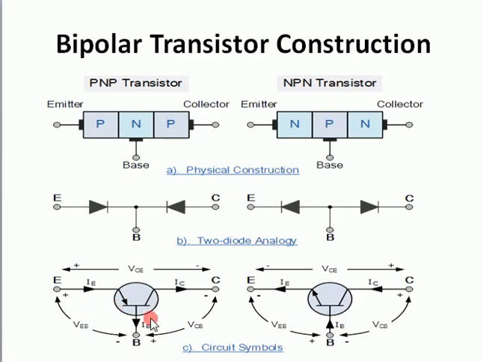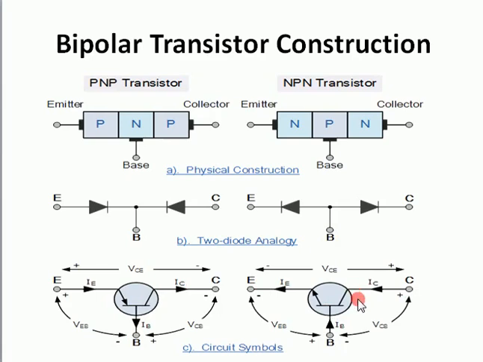Here you see both have the same symbol except for one thing. Here the arrowhead is coming towards the base, while here the arrowhead is going out from the base. So this is the basic difference between PNP and NPN transistors. It means the direction of current is the basic difference. You may see here the current is entering while here the current is leaving, and here the current is leaving while here the current is entering.